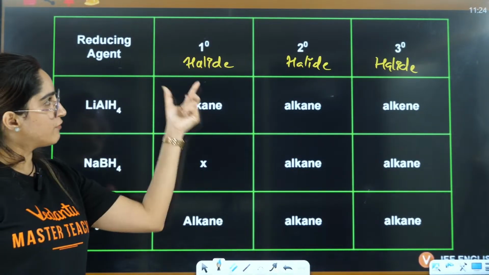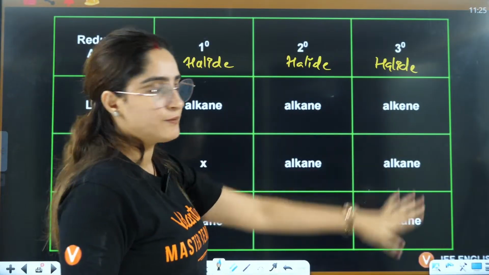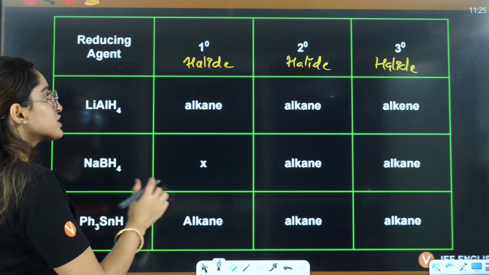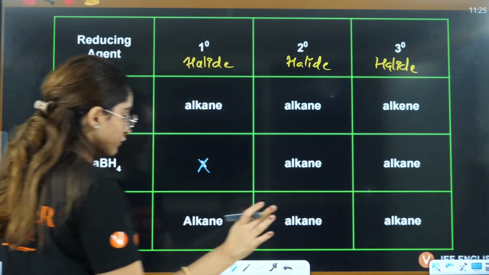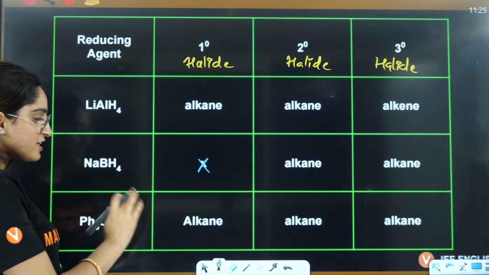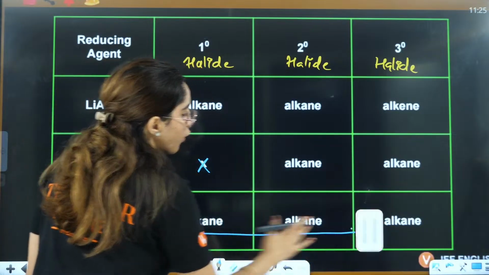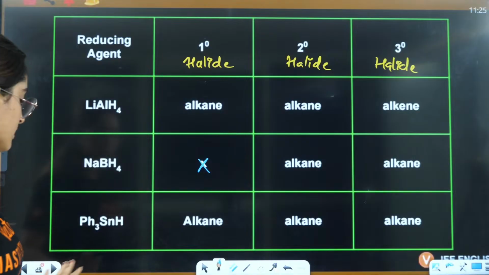LiAlH4 in 1 degree, 2 degree will give you alkane, in 3 degree it will give you alkene. NaBH4 has no reaction with 1 degree, 2 degree, and 3 degree it will give you alkane. Ph3SnH will give you alkane in all the cases. Usually LiAlH4 and NaBH4 is asked, okay.